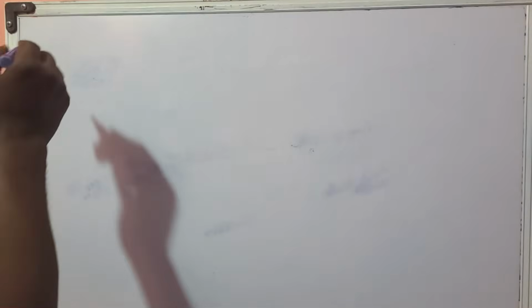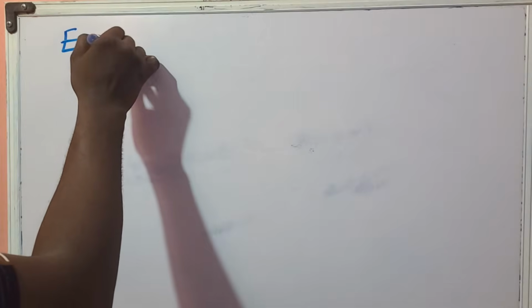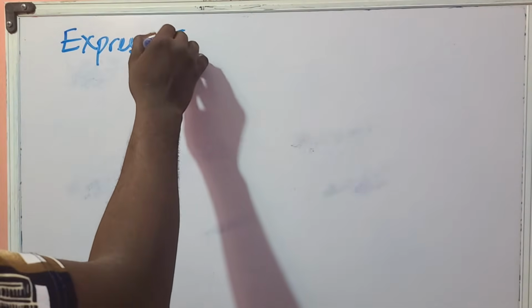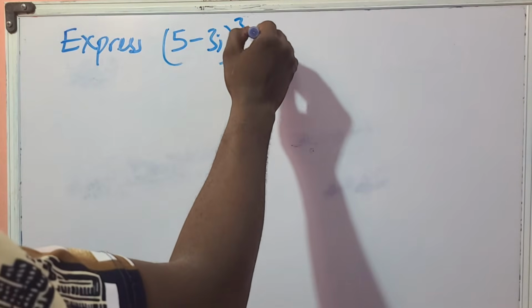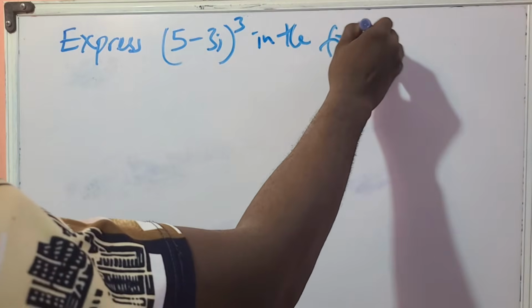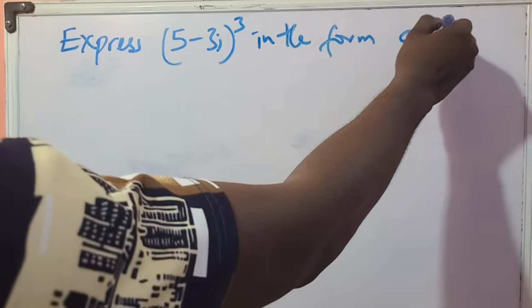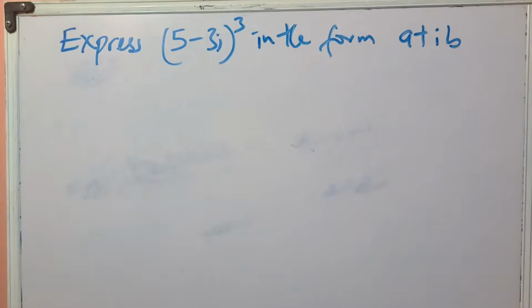Now, this was the first question. You were to express (5 - 3i) all raised to power 3 in the form a + ib. All right. Now, this is more like the way you solve these things quadratically. You have a cubic equation here.